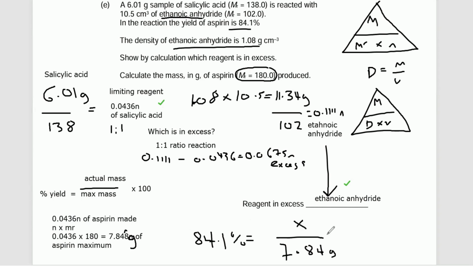So X is my unknown actual mass. What do I need to do? Well, I've got times 100 there. Divide both sides of the equal sign by 100, and I'll end up with 0.841 times 7.84. And that is going to give me X. So I end up with 6.60 grams. Now, it might be like 6.58 on the mark scheme or whatever, but the method's all correct here.